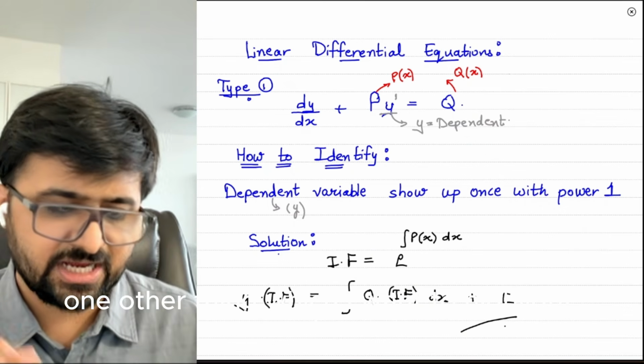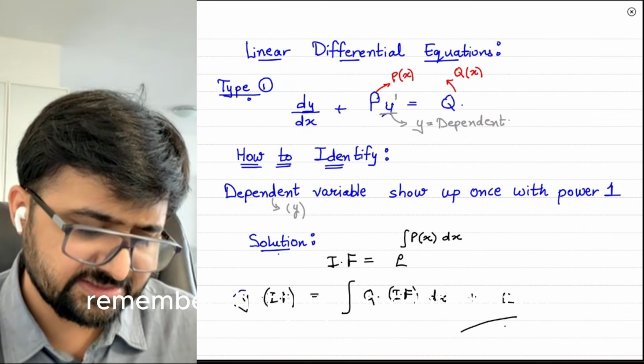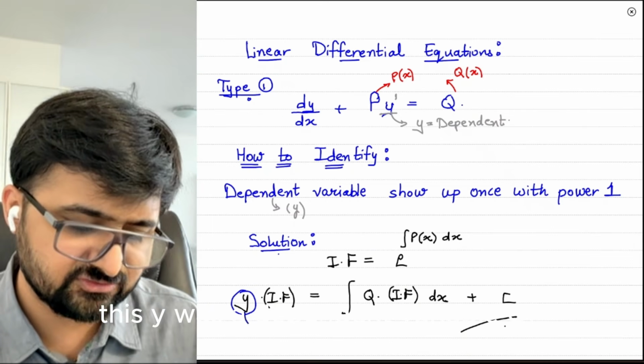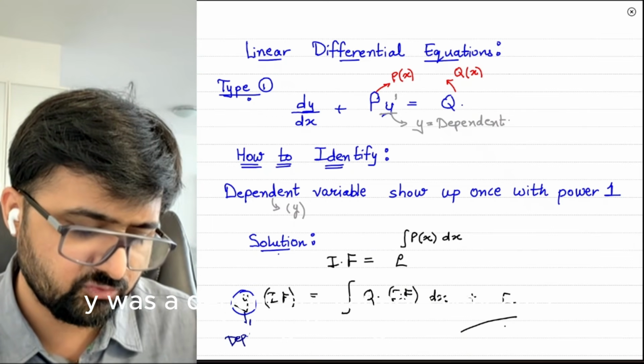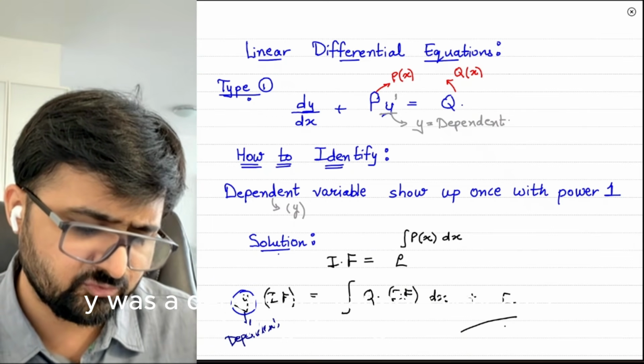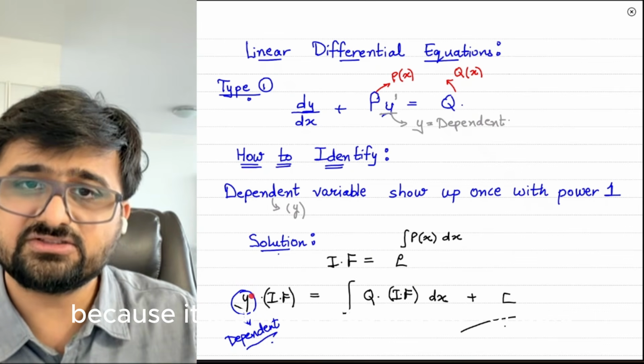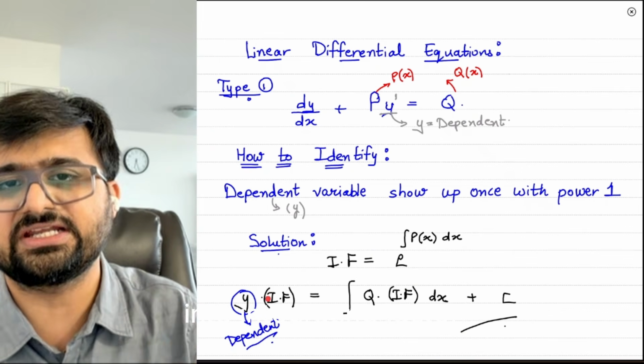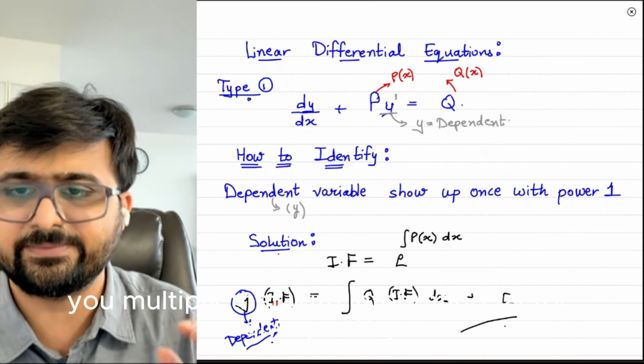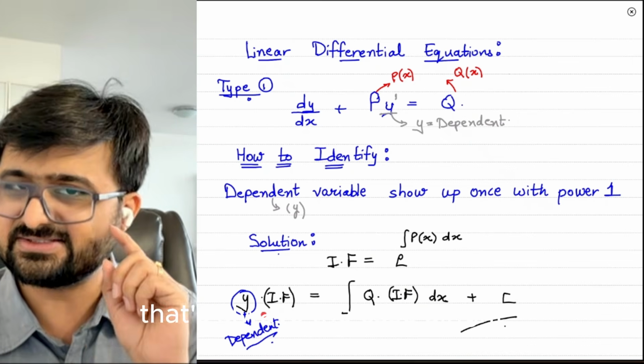One other thing which I want to highlight over here is, remember that this y in y into integrating factor was a dependent variable. Why am I telling this again? Because it is always dependent variable into integrating factor. Whatever the dependent variable, you multiply that with integrating factor always.